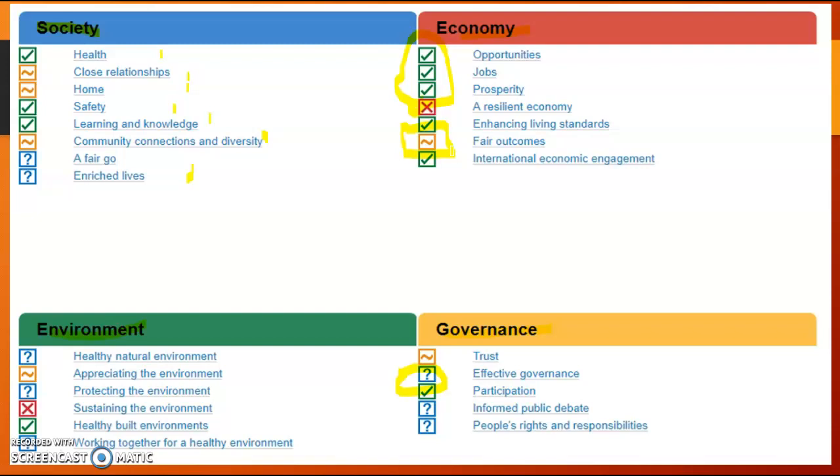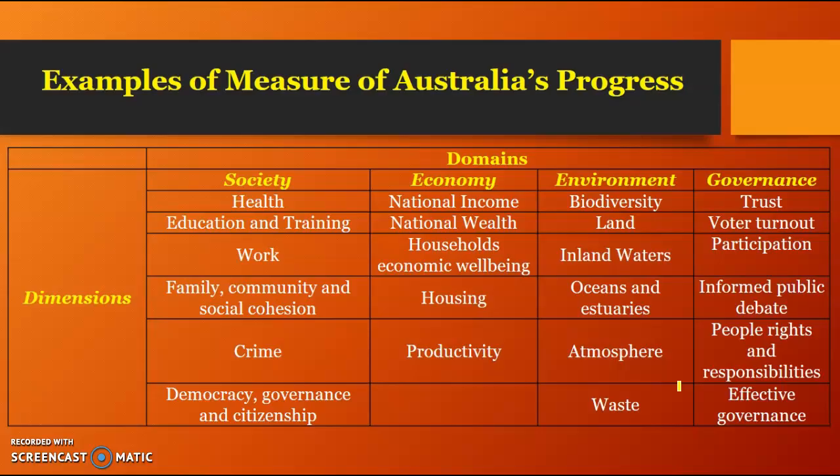So we try and track progress not only from an economy's point of view, which is what GDP per capita is all about, but seeing if society as a whole is becoming healthier, have closer relationships, we're feeling safer, people are getting a fair go. There's a whole range of factors to show that the environment's getting better or worse, and then how effectively the economy is being governed by our political leaders. So that's essentially what it looks like. You've got your 4 domains at the top, and then you measure progress across a whole range of dimensions.